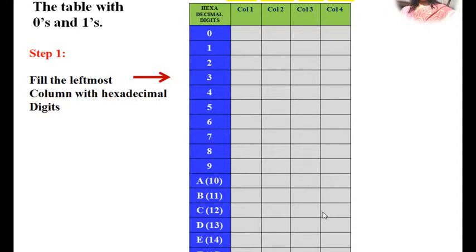Now we have to fill the cells of this table. The first column, that is hexadecimal digits. Step 1 would be fill the leftmost column with hexadecimal digits starting from 0, 1, 2, 3, 4, 5, 6, 7, 8, 9 and then A, B, C, D, E, F. For your convenience, you can write in bracket 10, 11, 12, 13, 14 and 15.